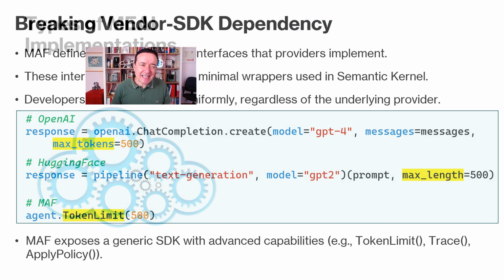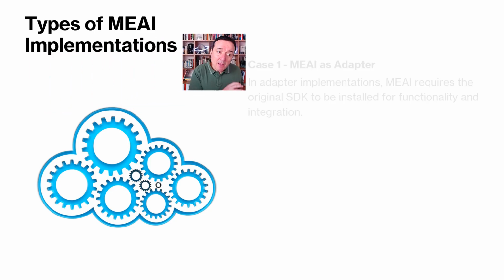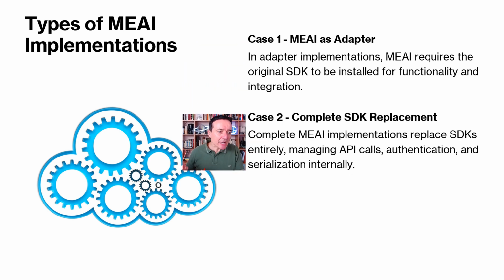I'll close with a subtle but important question. Is the provider SDK always necessary? And the answer is, it depends on how the provider implements its MEAI. So two cases. Case 1, MEAI is just an adapter. That is, the library simply maps MAF interfaces to the original SDK objects. And in this case, yes, we still need to install the provider's SDK, because MEAI doesn't replace the native APIs, it just wraps them. Case 2, MEAI is complete.